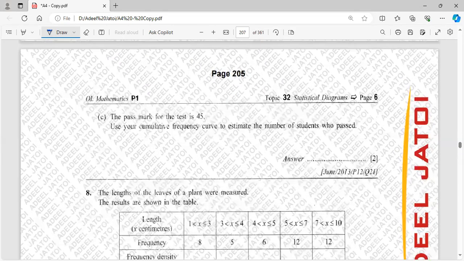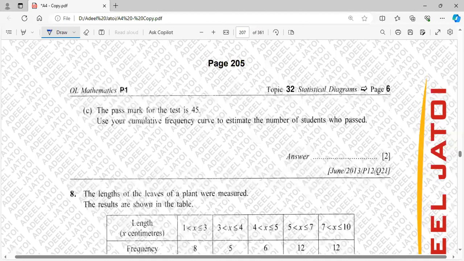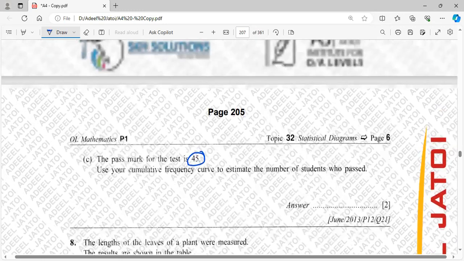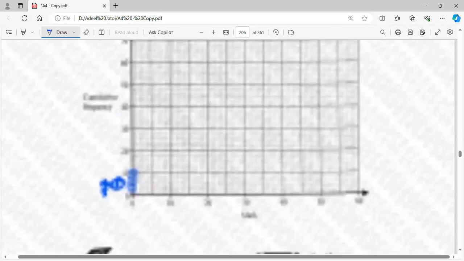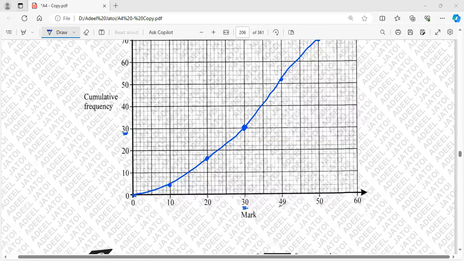Now, the pass mark for this test is 45. The passing mark for this test is what? 45. Use the cumulative frequency curve to estimate the number of students who passed. So 45. This is your 45 here. This is your mark. This will represent 45. So how many students passed? So if I just draw down the line towards the curve, your cumulative frequency is representing what? Your cumulative frequency is representing number of students.